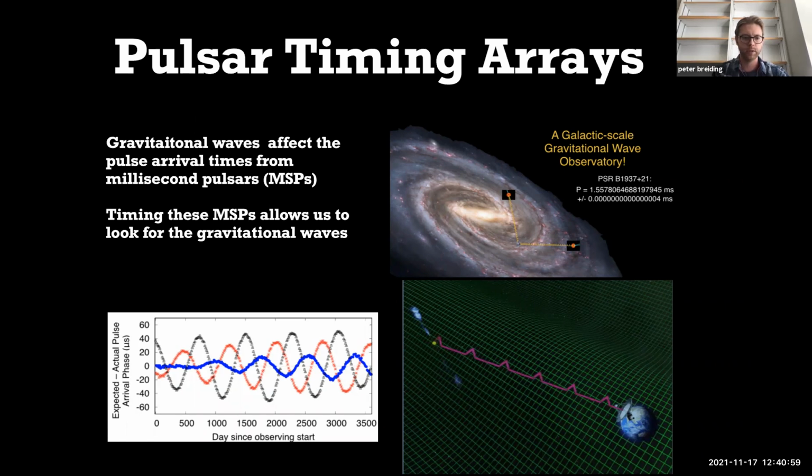In the bottom left, I'm just showing an example of a very strong, exaggerated signal from a close by supermassive black hole binary. And you can see different colors for different pulsars. And they actually probe different phase space for the gravitational wave because they're located at different distances from us.